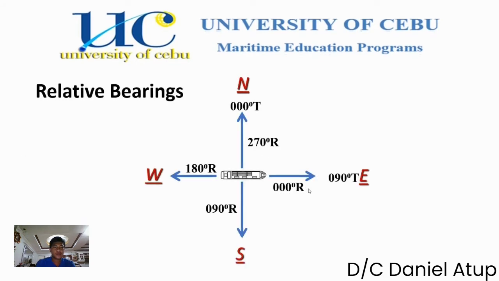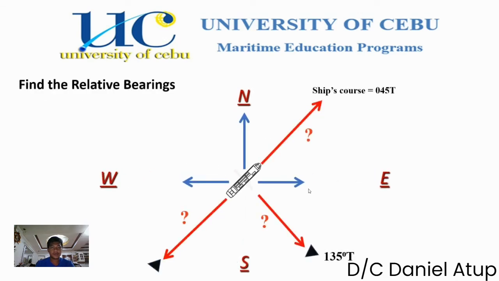We will start our relative bearing from the ship's heading, then go clockwise. In our ship heading we have 000 degrees relative, then on our starboard side 090 degrees relative, then behind the ship, or the stern, is 180 degrees relative, and on the port side is 270 degrees relative.